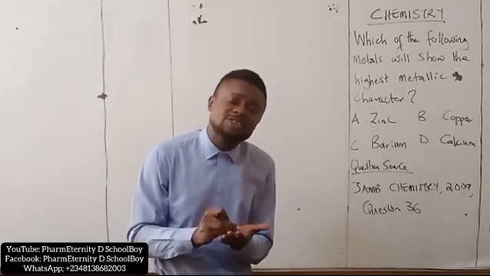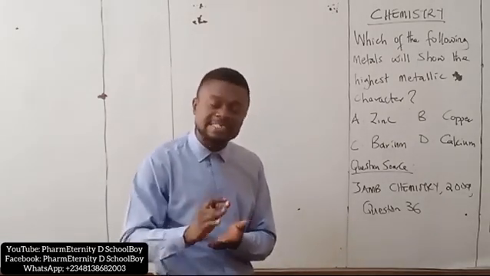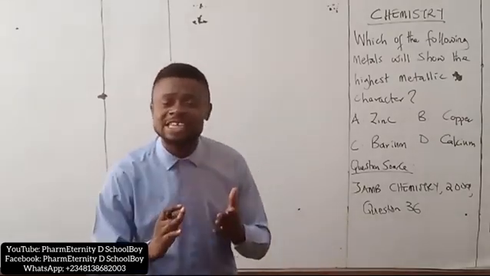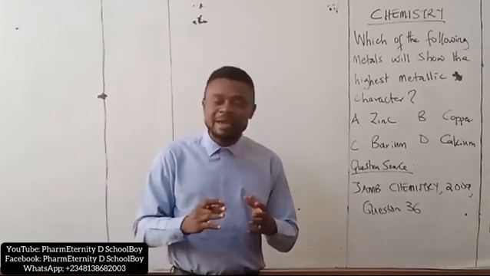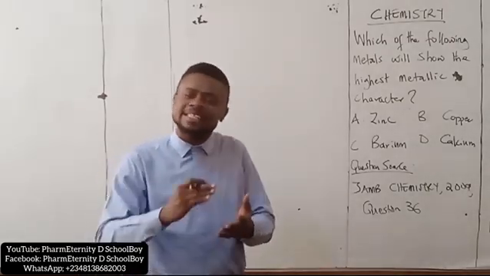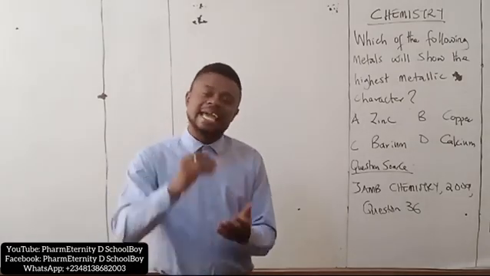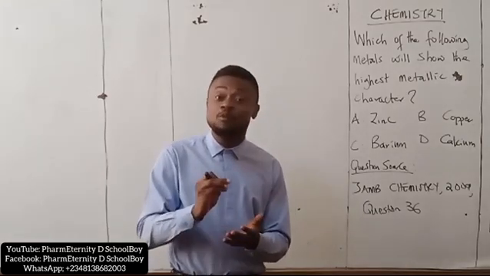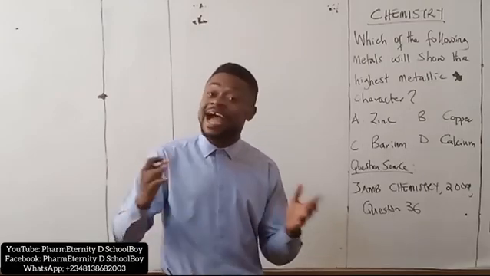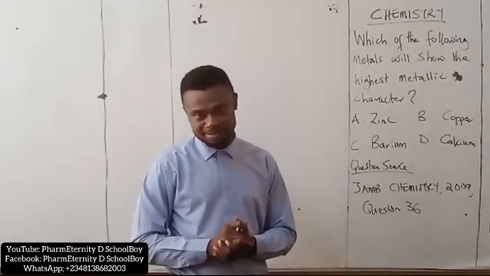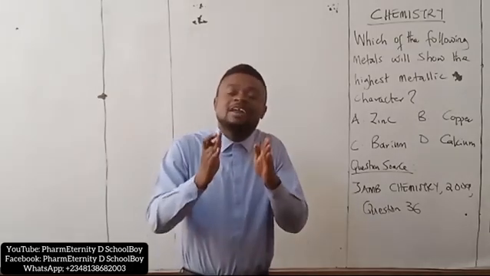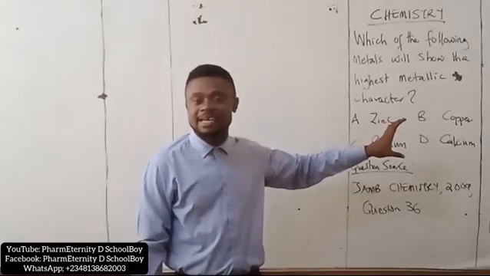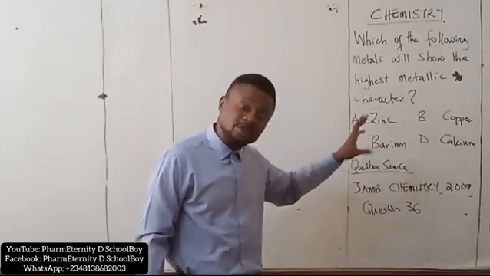If the ionization energy is low, the metal can easily lose its outermost electron. But if the ionization energy is high, the metal will not lose its outermost electron with ease. That means a metal with low ionization energy will be more metallic than one with high ionization energy. Now let us look at what happens to ionization energy down the group and across the period using these four metals as a case study.